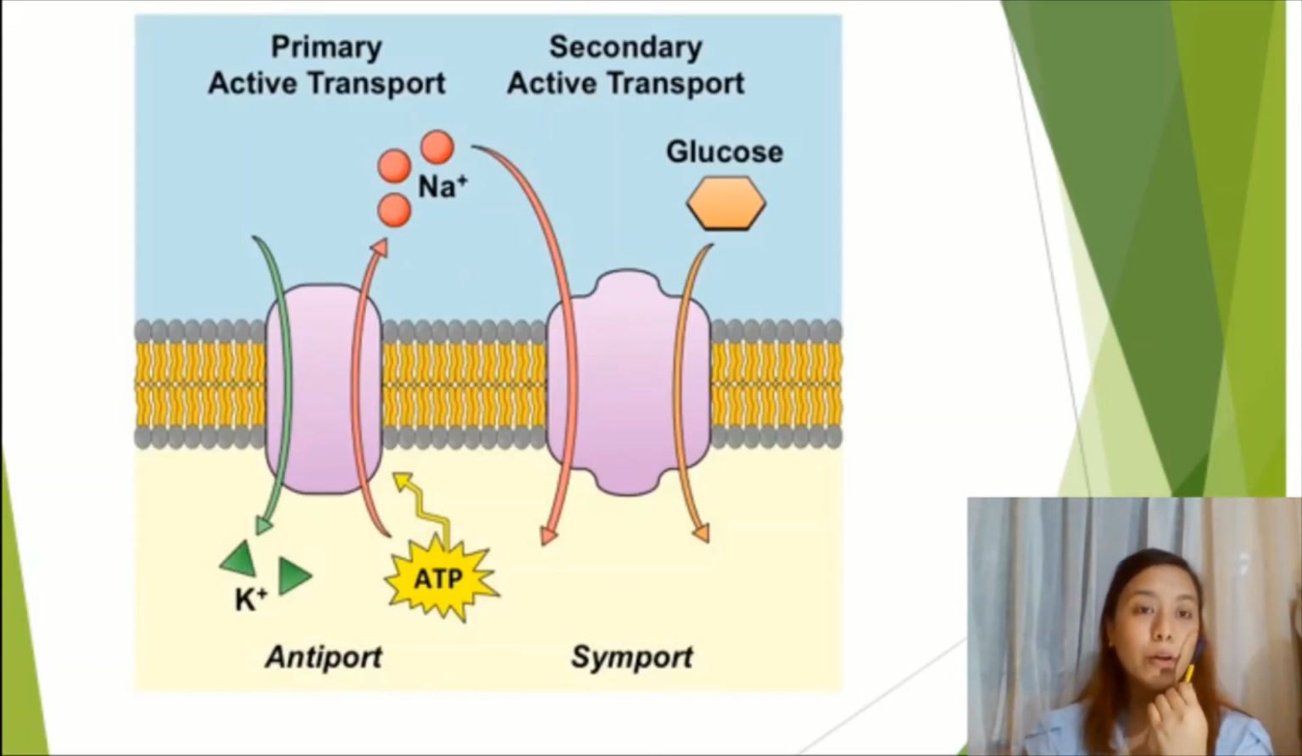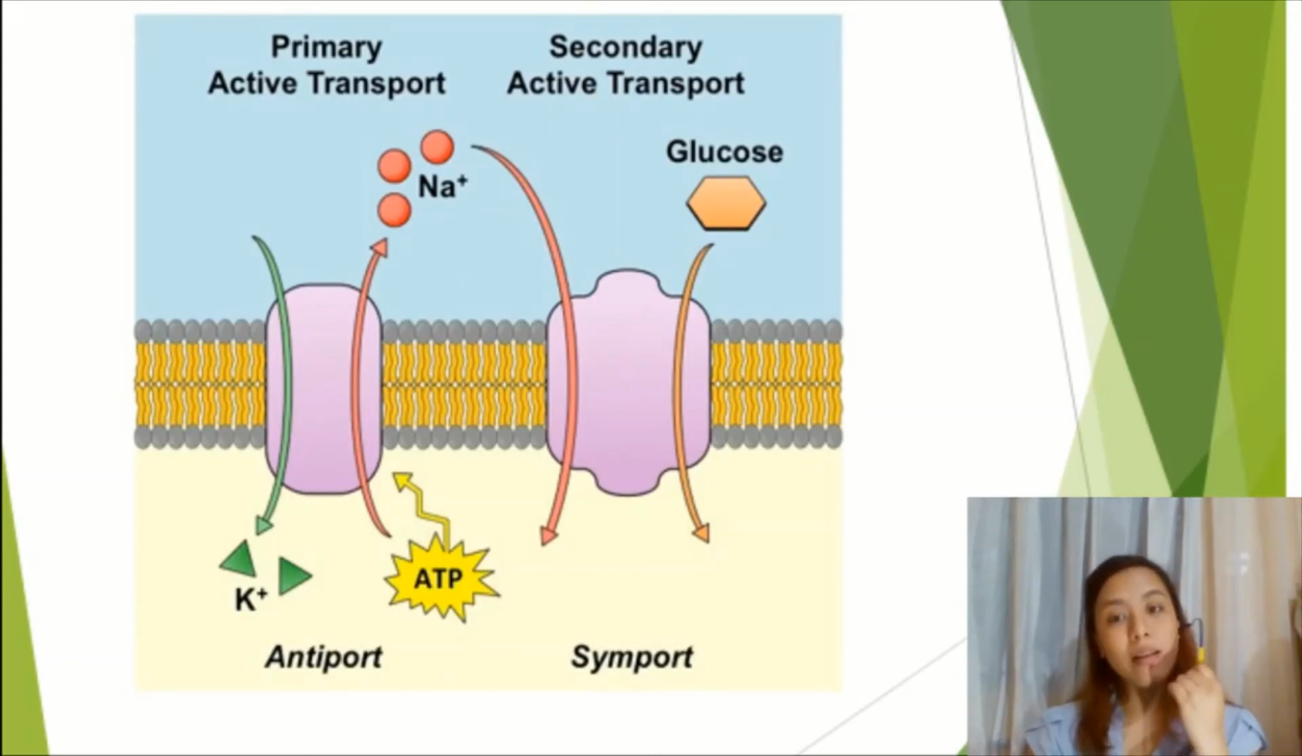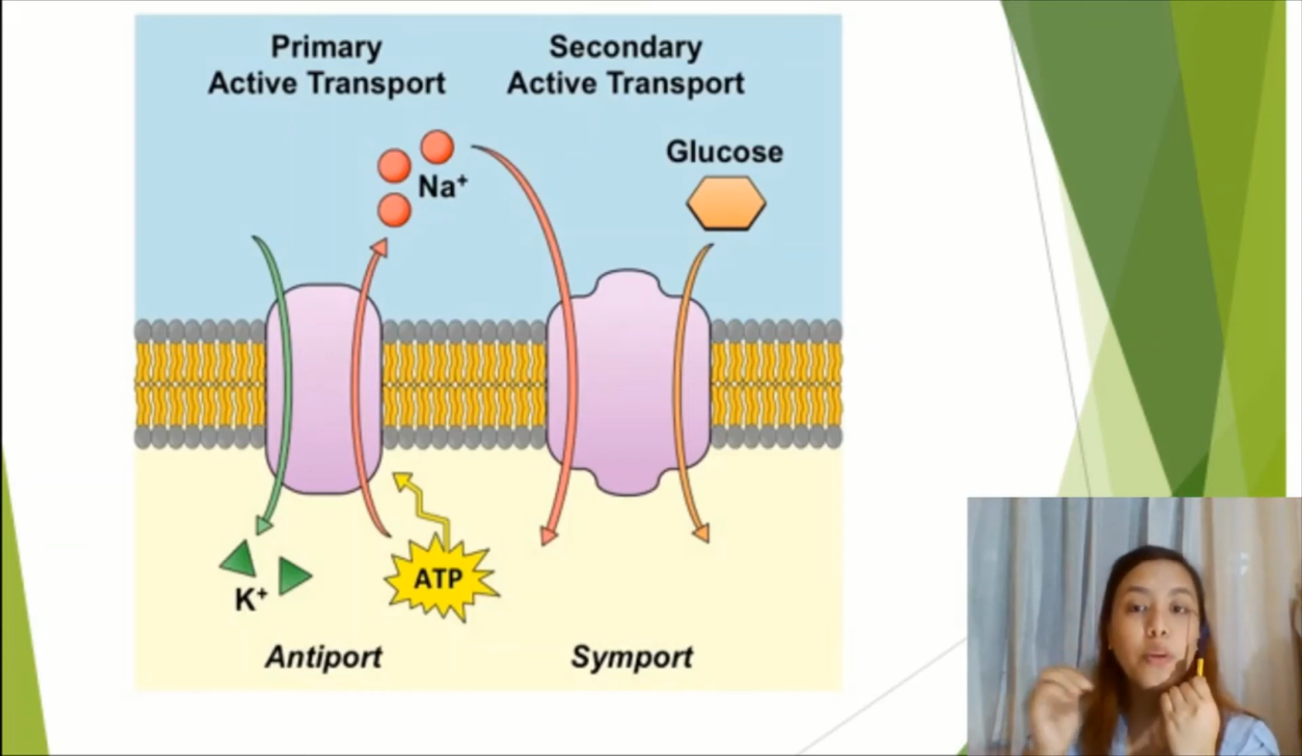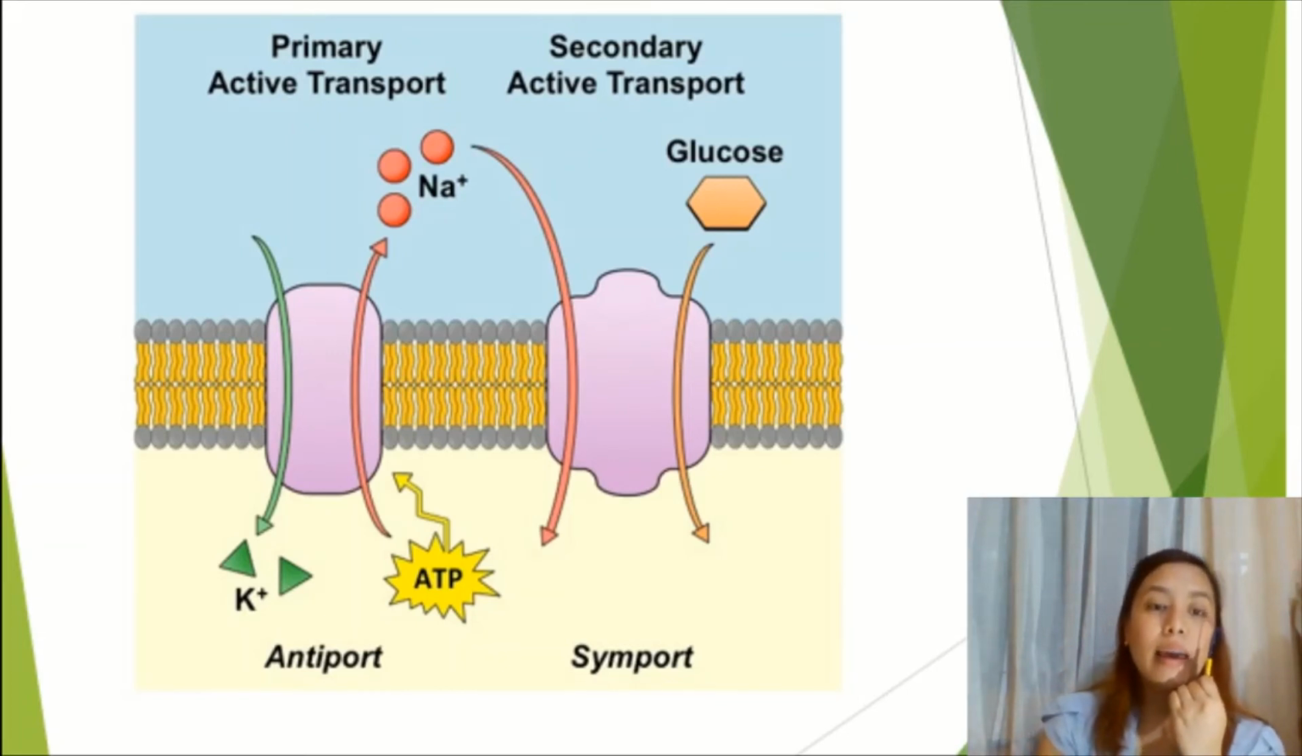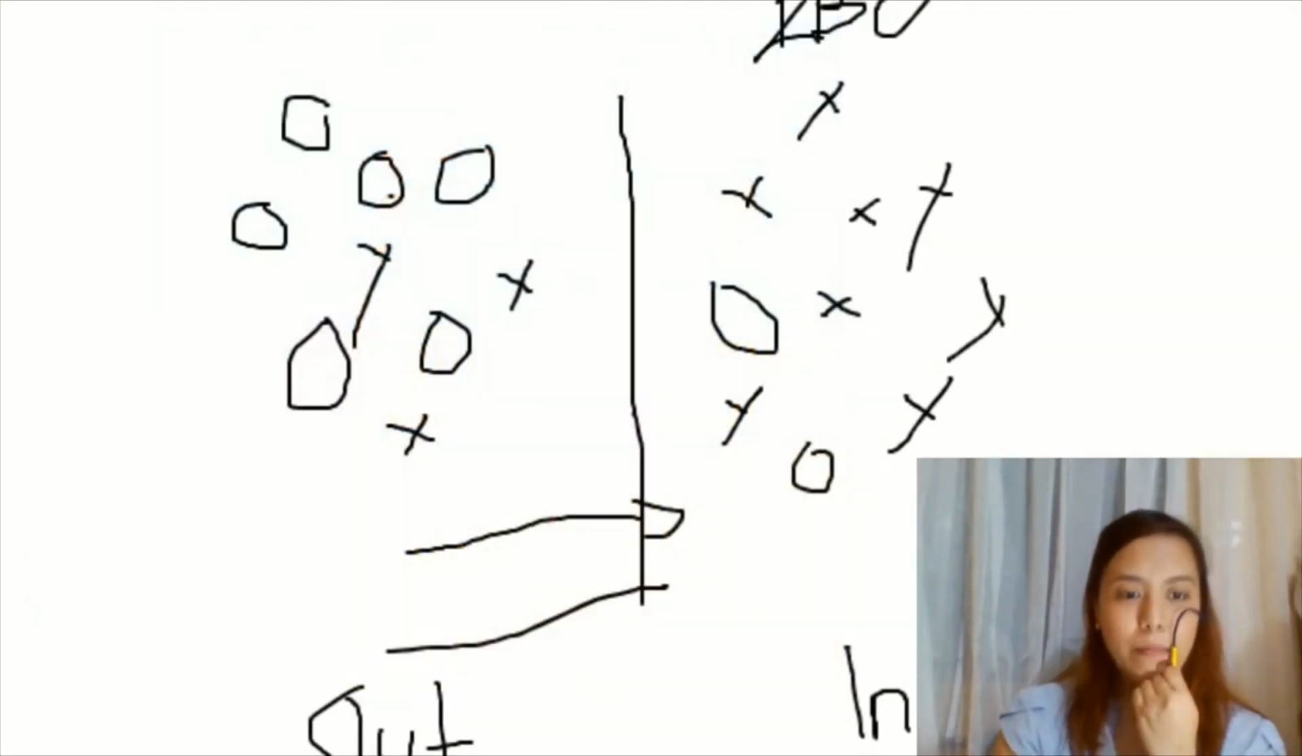Okay, it is an antiport and your symport. So in antiport, the other one goes in and the other one goes out. And usually an example of your antiport would be your sodium potassium ATPase. Again, the example would be your sodium potassium ATPase.